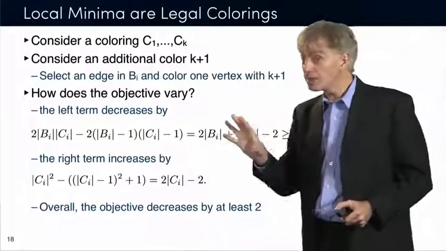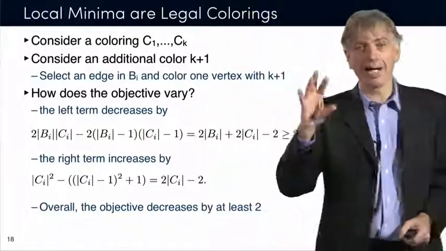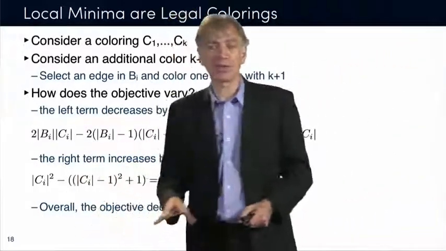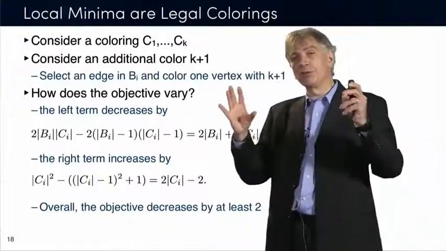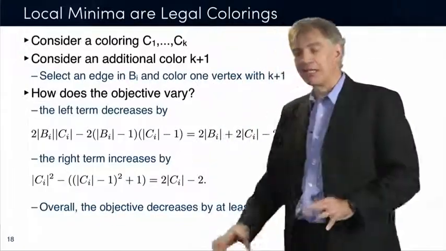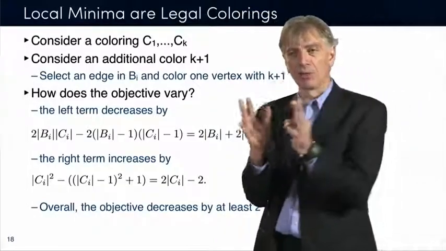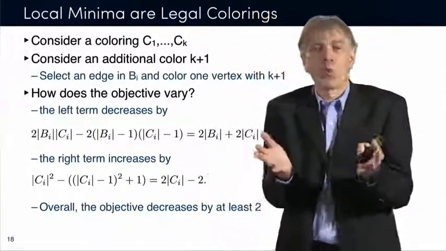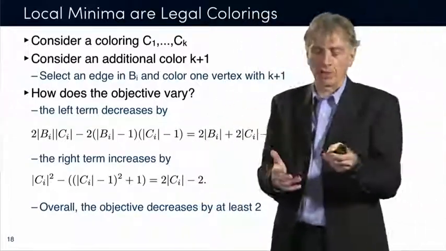Which basically means that if your coloring is not legal, I always have a way to decrease the objective function by 2. And therefore, this is not a local minima. So the beautiful objective function that I've shown you has this beautiful property that every local minima will give you a legal coloring. So once your search terminates, you don't have to worry. You will have a solution to your problem with, hopefully, a small number of colors.